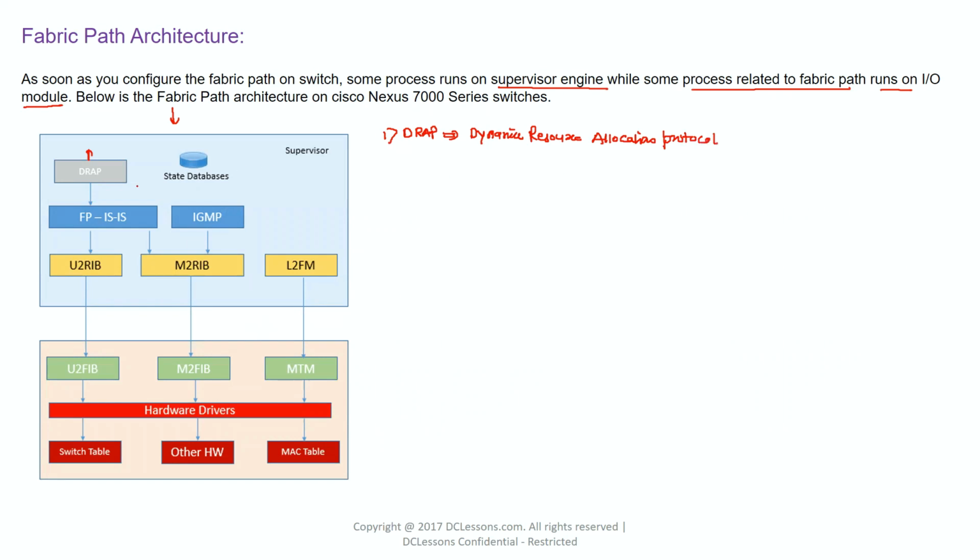This DRAP starts providing a switch ID to each switch, and with the help of IS-IS, they are shared between all the switches. So let's suppose I have 3 switches. Let's understand with this example. I am creating a very small topology, right?